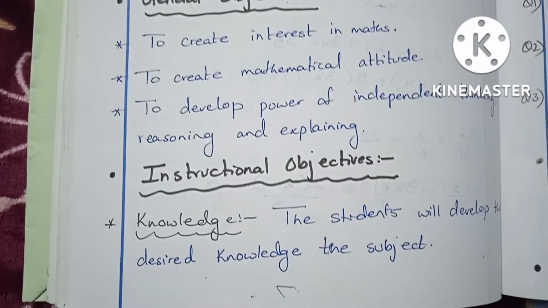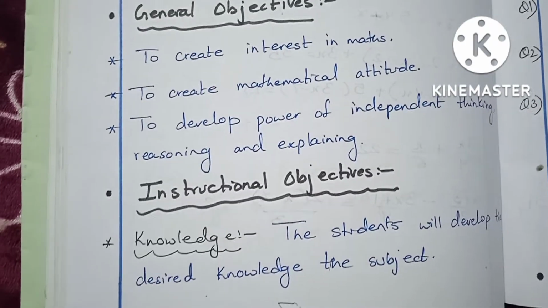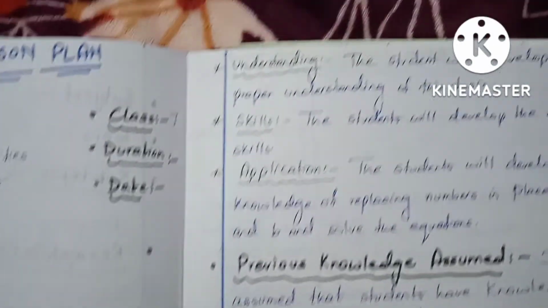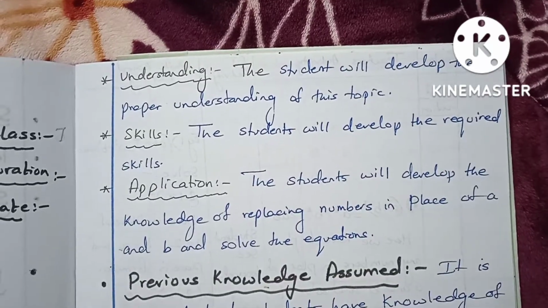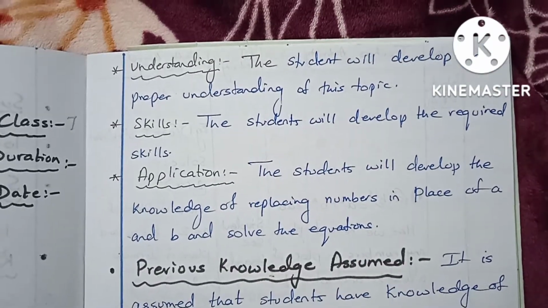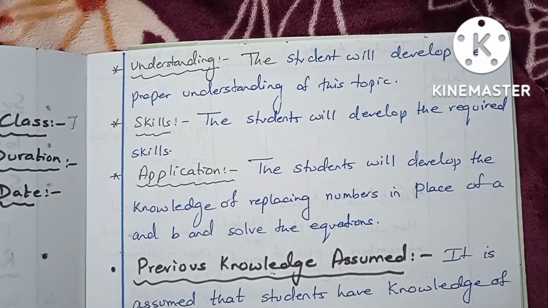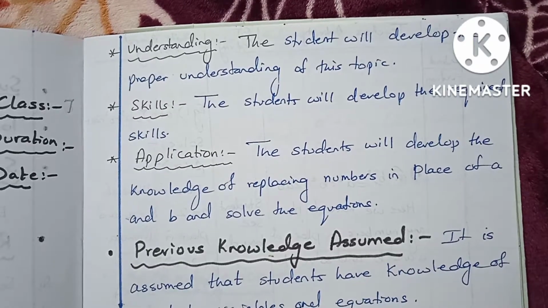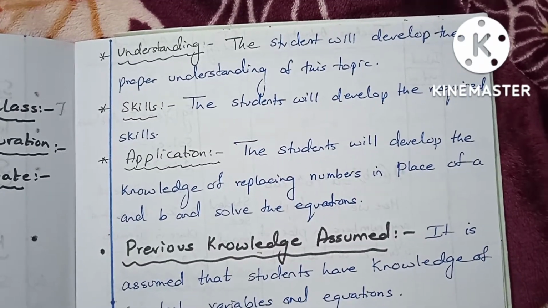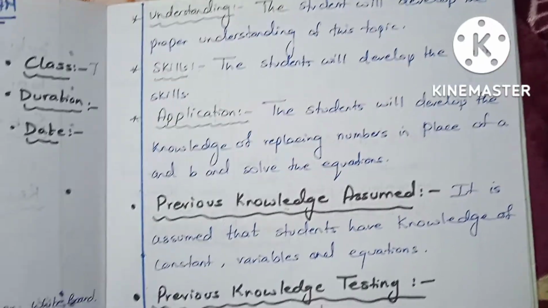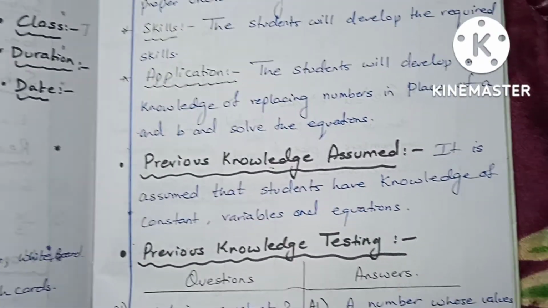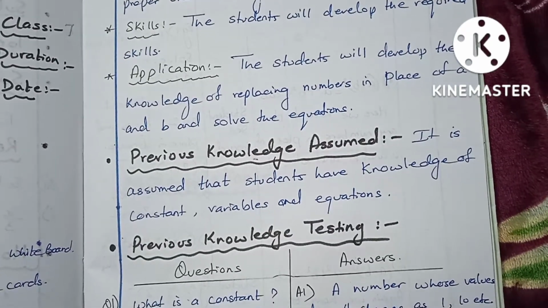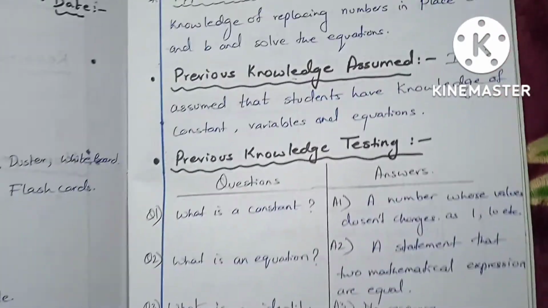and reasoning and explaining. Instructional objectives: for knowledge, the student will develop the desired knowledge of the subject. Understanding, students will develop the proper understanding of this topic. Skills, the student will develop the required skill related to the subject. Applications, the student will develop the knowledge of replacing numbers in place of a and b and solving the equations or the identities basically. Previous knowledge assumed, it is assumed that the students have knowledge of constants, variables and equations.